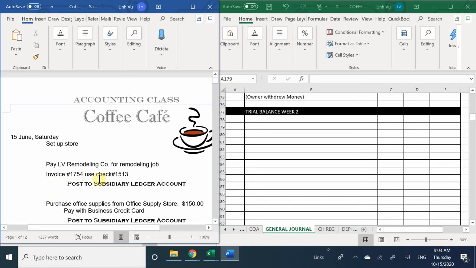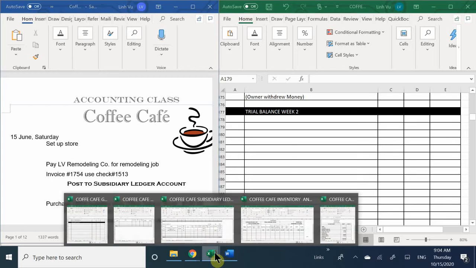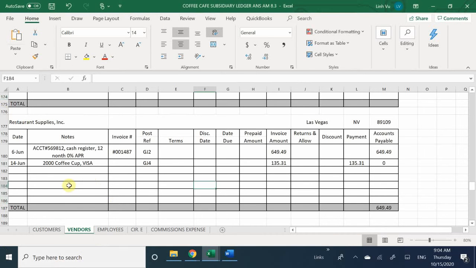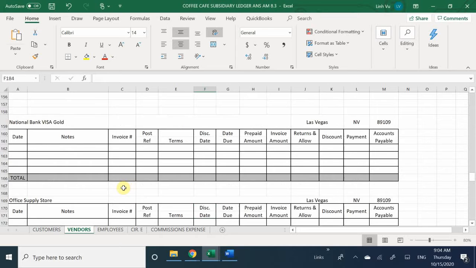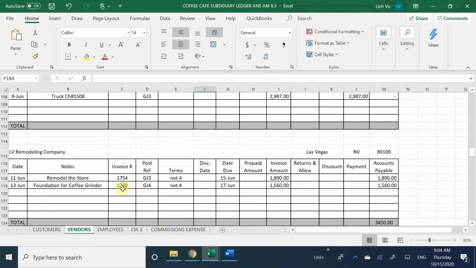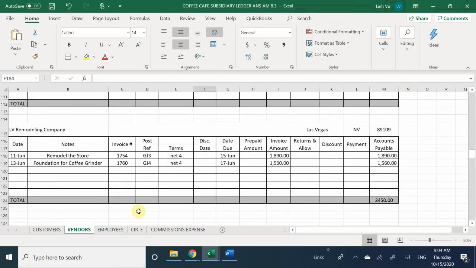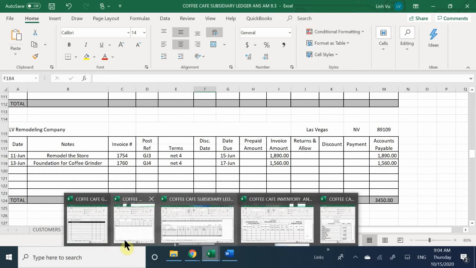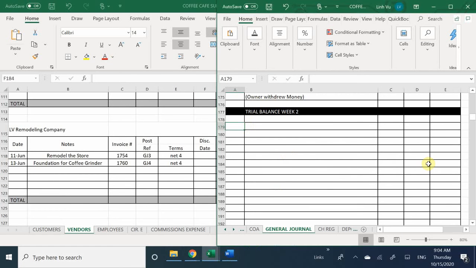Okay. So since we're paying, we're going to debit accounts payable. No, first thing to do is to look at the subsidiary ledger to see how much we owe. Good job. All right, so subsidiary ledger, this is LV Remodeling. Oh, here it is. And it shows that we owe $1,890. Correct. So you would debit accounts payable for $1,890.